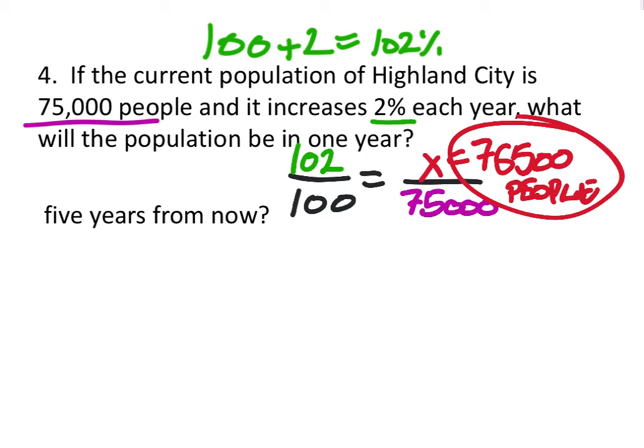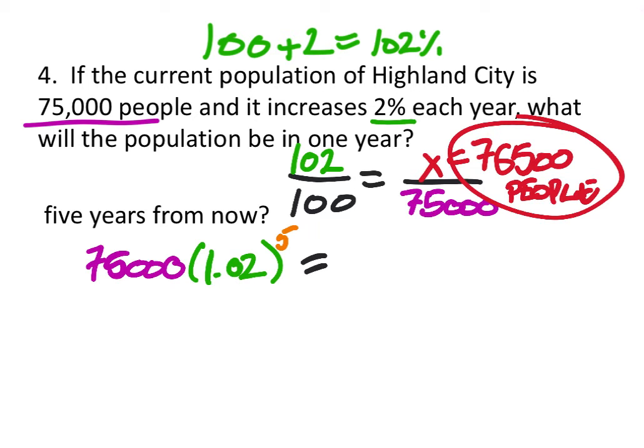Boom. And of course, that's in 1 year. Well, what about 5 years from now? Well, you're going to start with the 75,000 people, and you're going to multiply that by the percentage of change, which is 102%. Of course, I would change that to a decimal in this type of equation, and we're going to do this for 5 years. So I'm going to take that to the power of 5, and I'm just going to put it in the calculator and see what it equals.